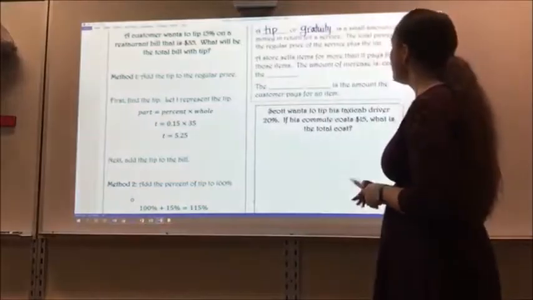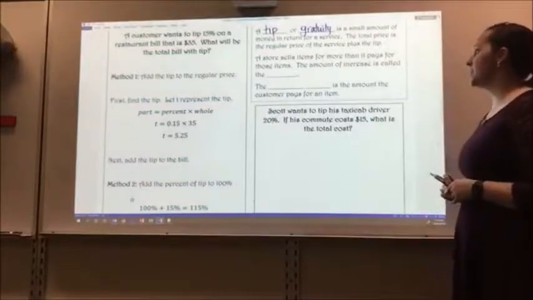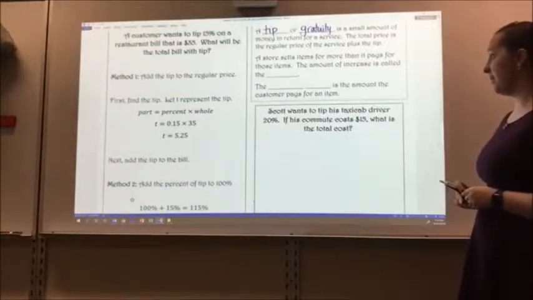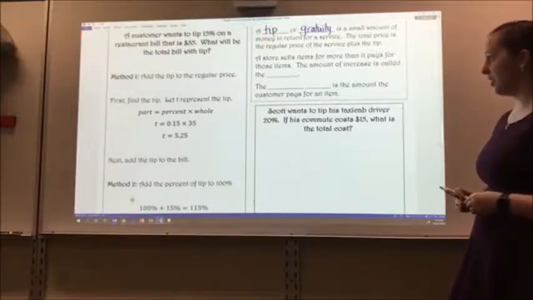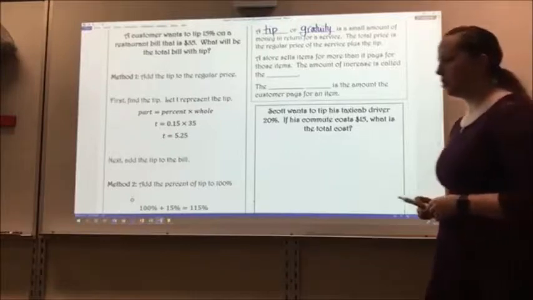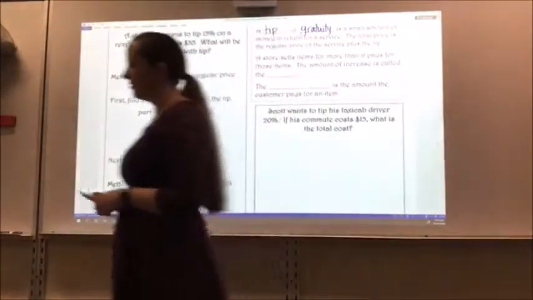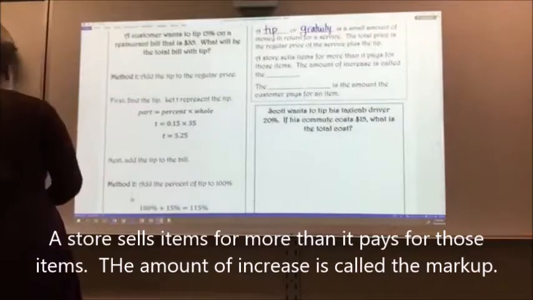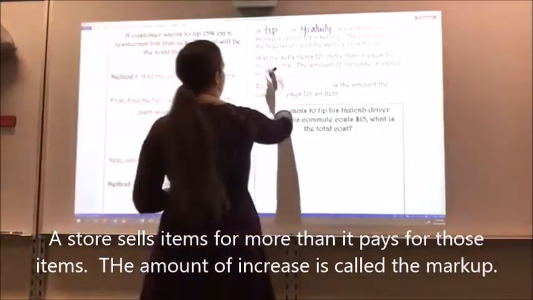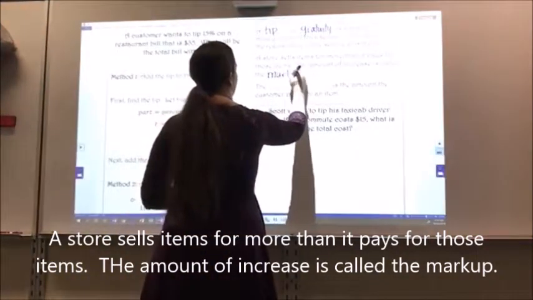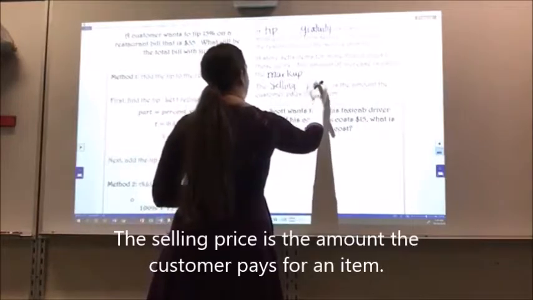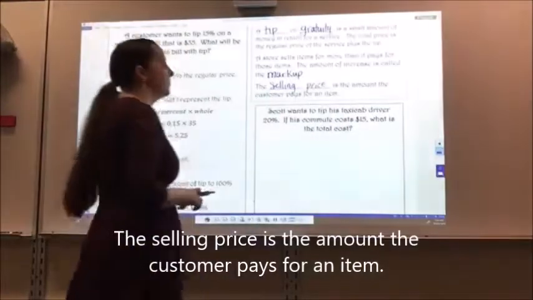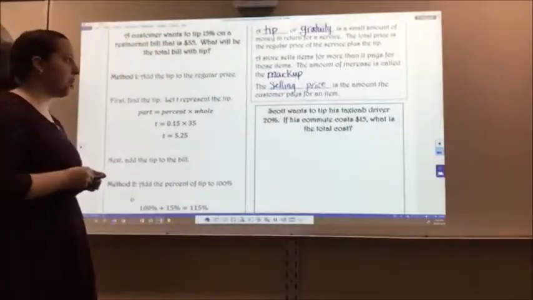Okay. A store sells items for more than it pays for those items. The amount of increase is called the blank. The blank is the amount the customer pays for an item. So in those two blanks, you're going to write markup and selling price. Okay. So the amount of increase is called a markup.